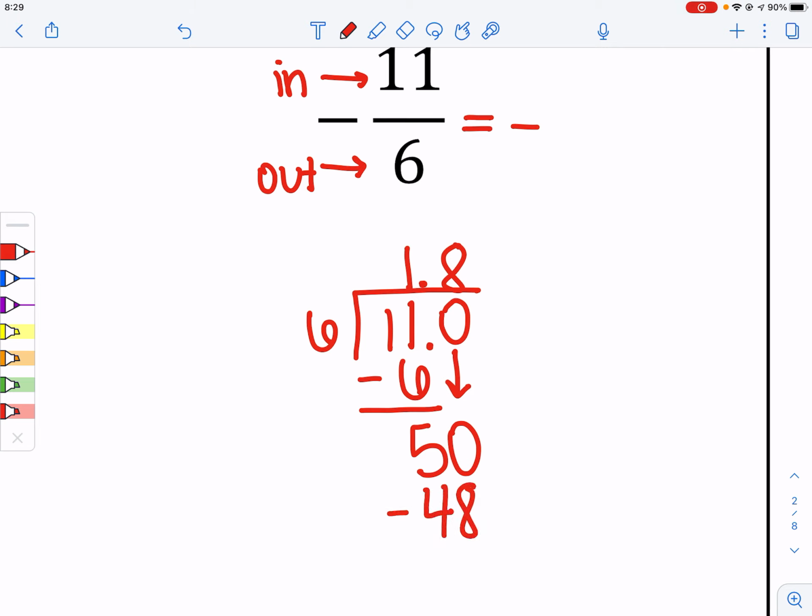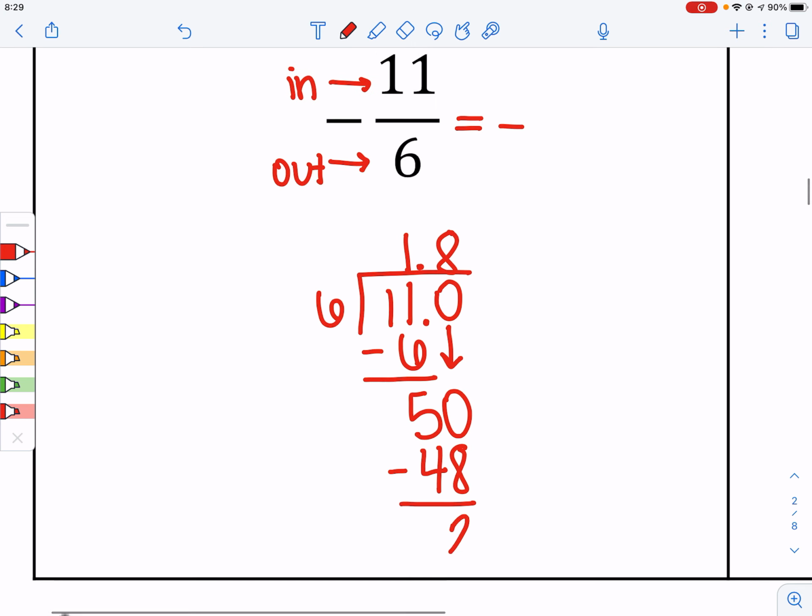6 times 8 is 48. Take it away. You're left over with a 2. Here's a 0. Drop it down. We've got to keep going until we find a pattern or until we notice something's happening.